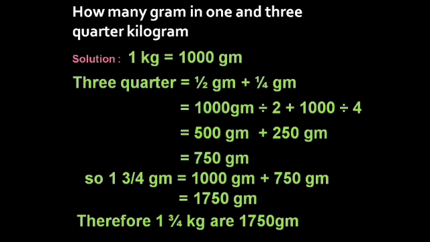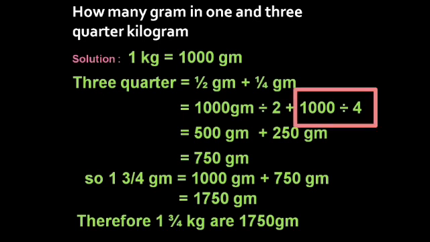As we know, 1 kg is equal to 1000 gram. So 3 quarter is equal to half gram plus 1/4 gram. So half plus 1/4 is 3/4, that is 3 quarter of the gram. Now half of gram is 1000 gram divided by 2 and 1/4 gram is 1000 divided by 4.